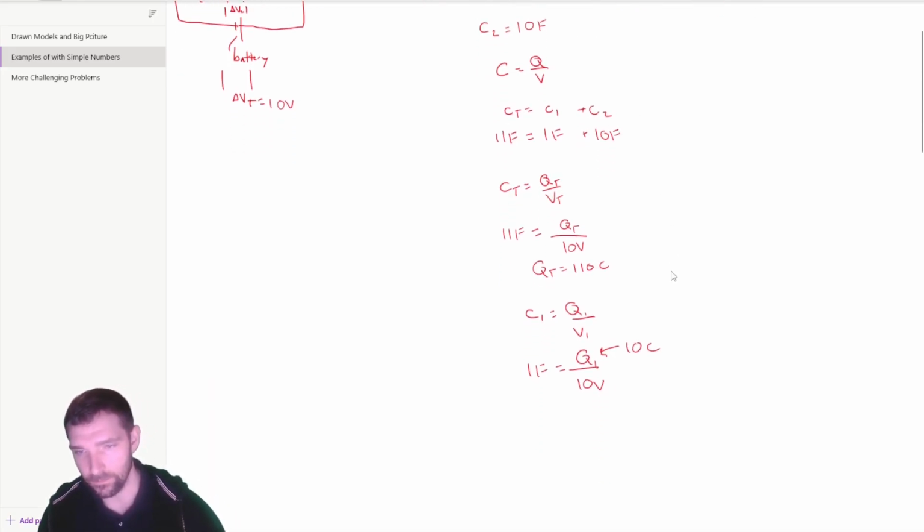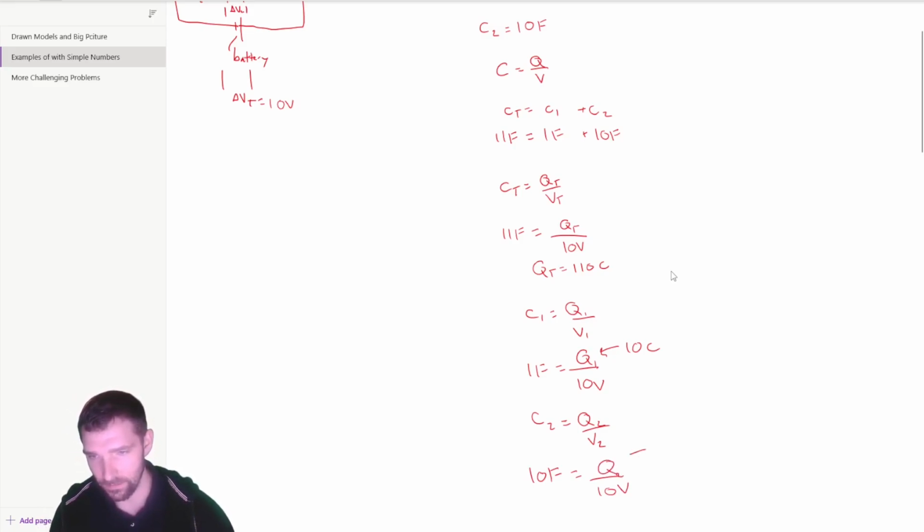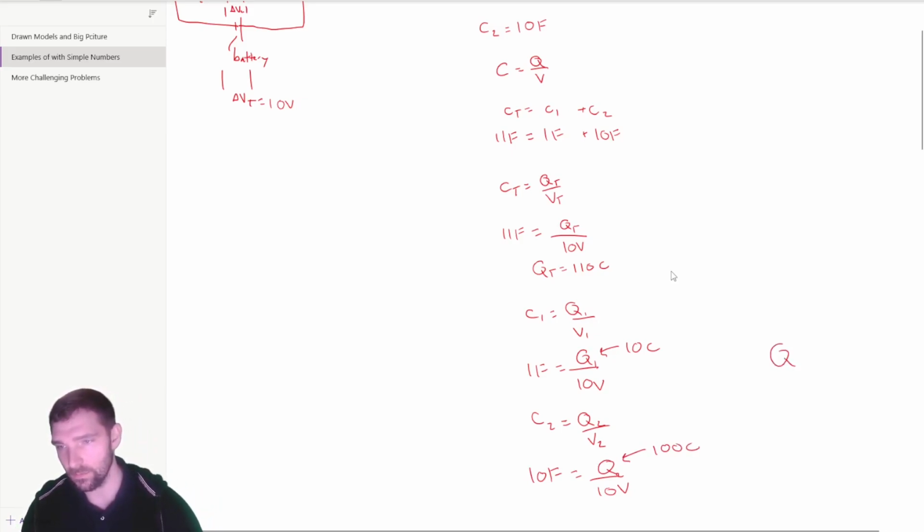And then we can do the same thing for C2. Now you've got a second charge, and it's all over the same voltage, but we can call it V2 in this context. So we've got C2, which I believe we said was 10 Farads, and that is over 10 volts. And so this Q2 value ends up being, what is that, 100 coulombs? And you can see that Q1 and Q2 do add up to the total. I think it was 10 coulombs plus 100 coulombs is equal to 110 coulombs.